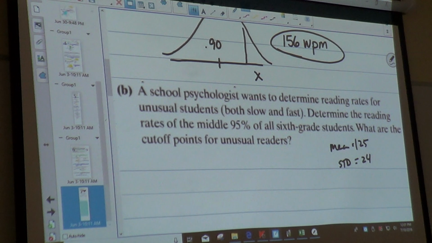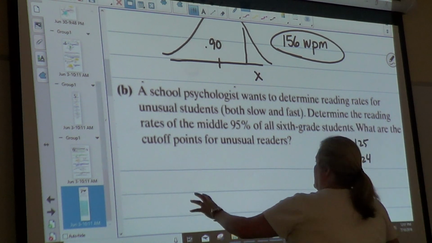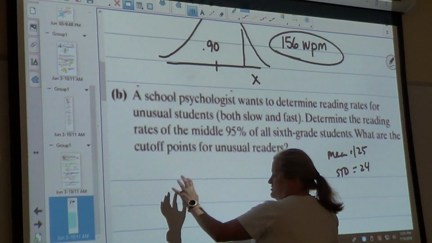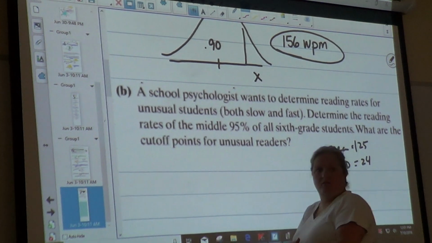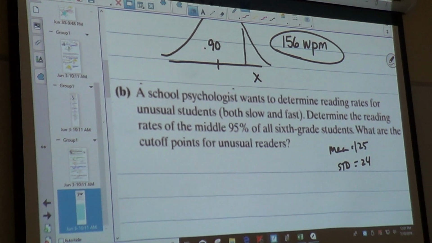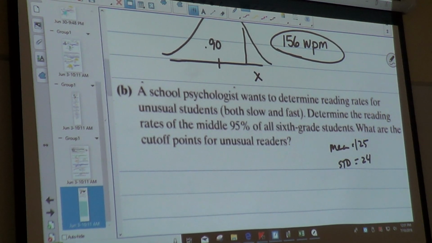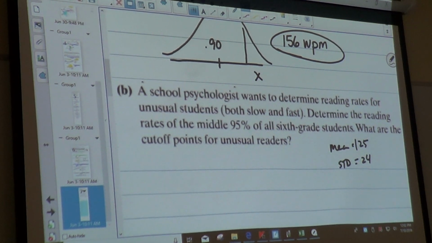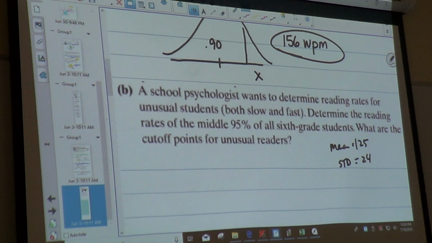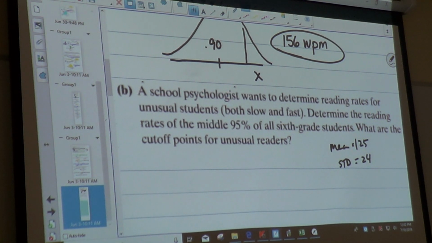You're going to do 2 separate problems. You've got 2 points that you're trying to find. You're going to do this point, and then you're going to do this point. That's your first point.